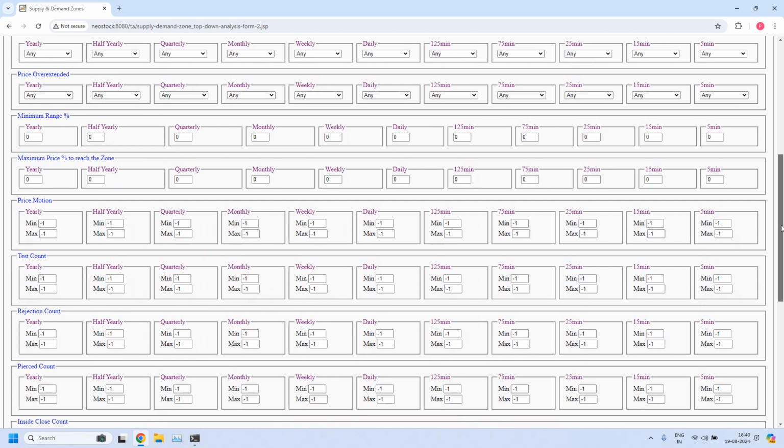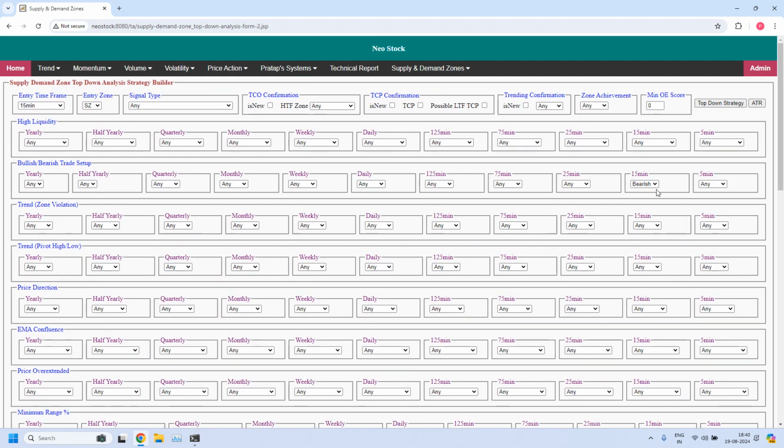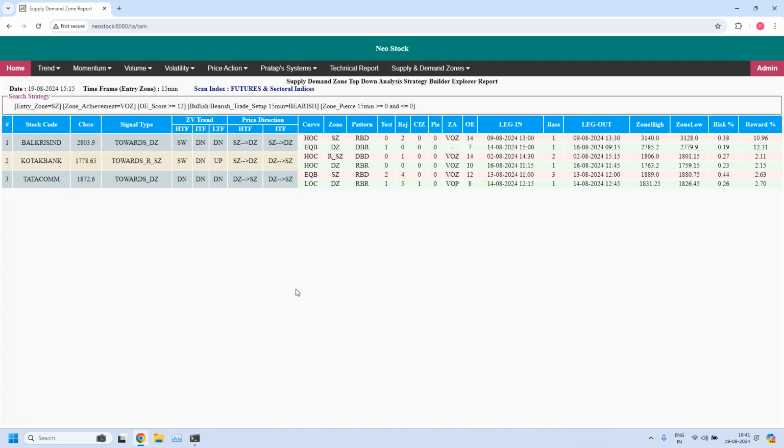So in the pierced count, in 15 minutes time frame, minimum value is 0, maximum value is 0. And also zone achievement is violated opposing zone, minimum odd enhancer score is 12. All the three filters are applied to 15 minutes supply zone. Now 3 stocks are filtered. These 3 stocks are supporting bearish trade setup for daily income trade.